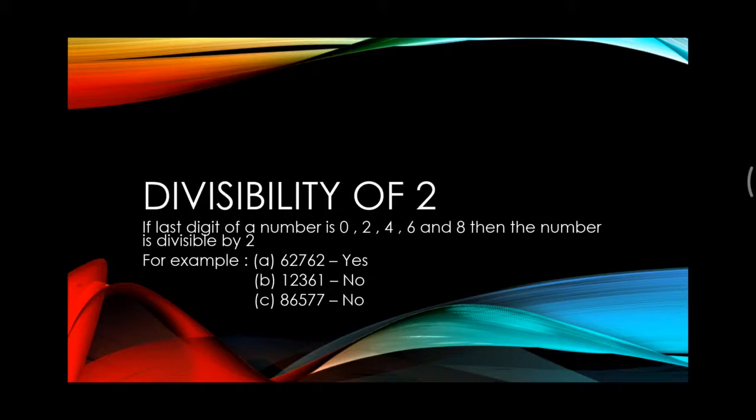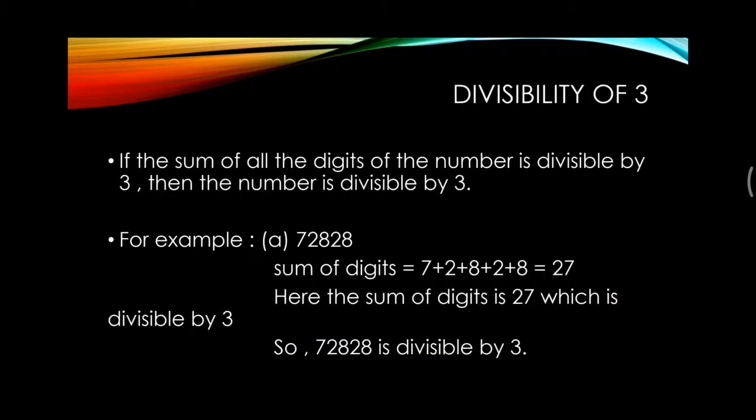And its C part, 86,577. Now here the last digit is 7. So the number is also not divisible by 2 because the last digit is not 0, 2, 4, 6 or 8. Now divisibility of 3. If the sum of all the digits of a number is divisible by 3, then the number is divisible by 3. Means we will add all the digits of the number, and if the sum is divisible by 3, then the number is divisible by 3, otherwise it will not be divisible by 3.